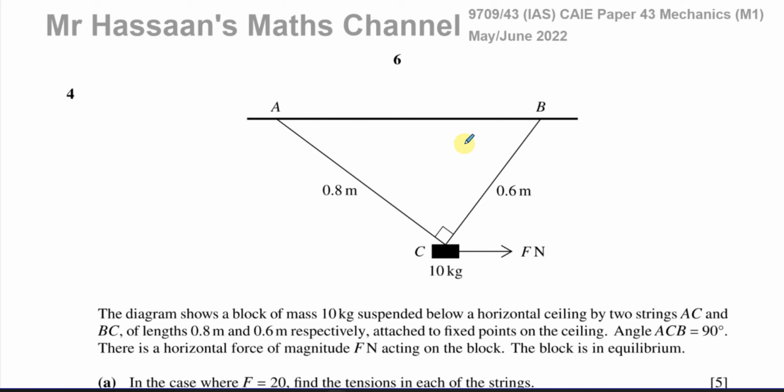I'm now going to answer question number 4 from the May-June 2022 International A-Level Cambridge 9709 paper 4 variant 3 from the mechanics. This is the mechanics paper M1.